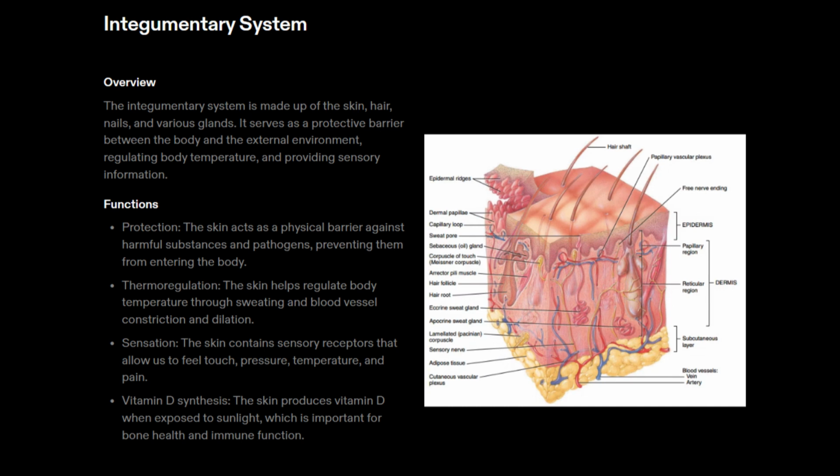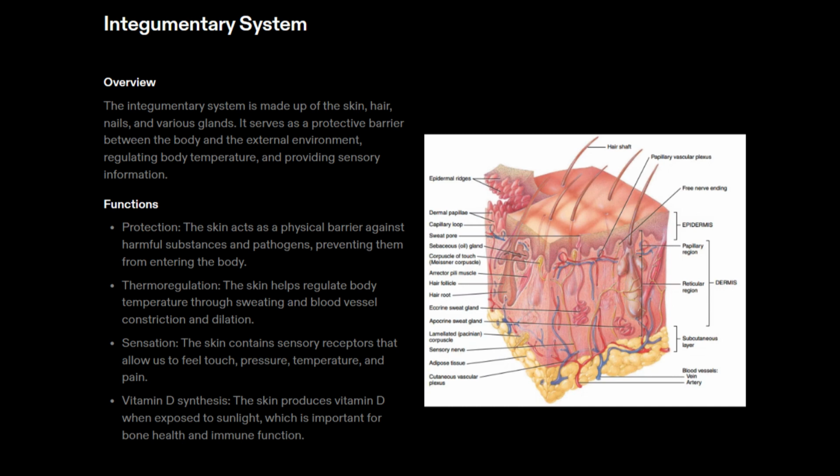Integumentary system. Overview. The integumentary system is made up of the skin, hair, nails, and various glands. It serves as a protective barrier between the body and the external environment, regulating body temperature and providing sensory information.